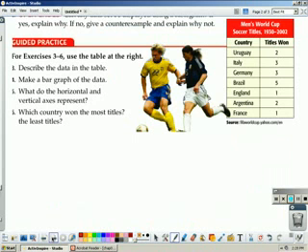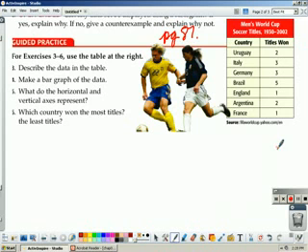All right, and I believe this is found on page 87, if you were wondering. Now, let's take a look. It wants us to take a look at this table. So we see all of the data in this table, and it wants us to describe this data.